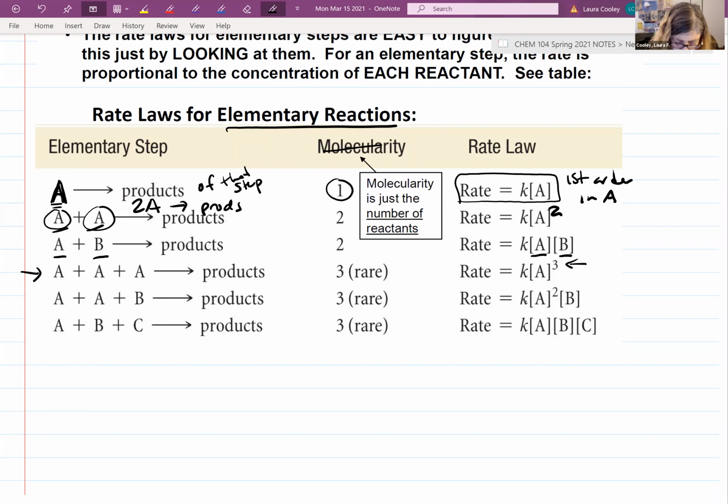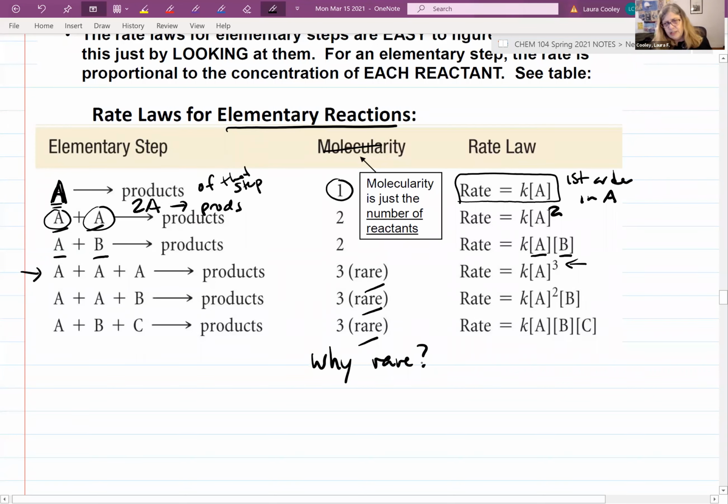Why do you think that these situations are rare? Why does this say rare here? So why would these be rare? These are the possible things that can happen in steps of a chemical reaction. If you have A plus B, that's telling you that there's a collision between A and B. If you have A plus B plus C, that's telling you that in that step, you have a collision of A, B, and a third hand C at the same time. So now I ask you, why do you think that would be rare?